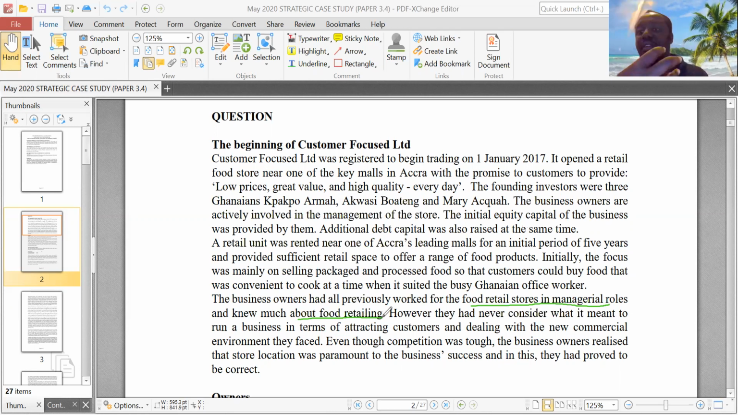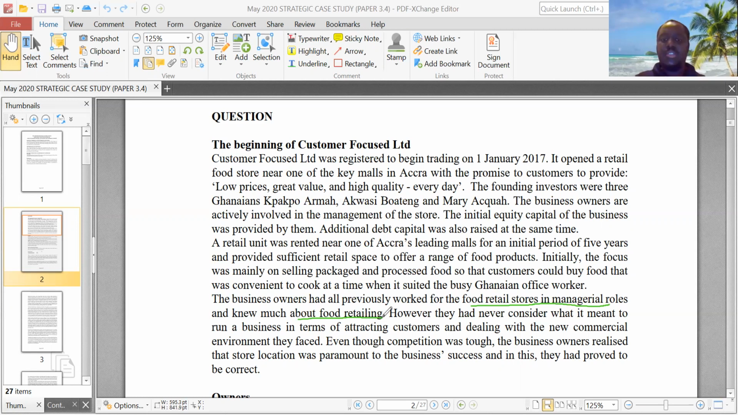But the only question I would raise here is that even though they've worked in managerial roles, do they know how to run a business? Being an employee is different from being an owner. So yes, they have experience in managerial roles in the food retail stores, but do they have experience running and owning a business?